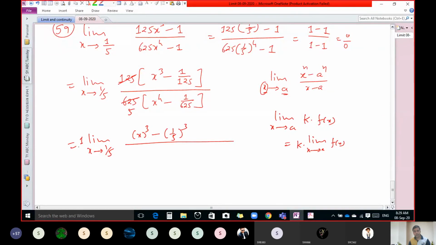So it becomes 1 upon 5. Or you can take this 125 and 625 outside from the limit. If you don't want to cancel this, you can take both the terms outside of the limit. So it is 125 divided by 625. That is nothing but 1 upon 5. And keep this x raised to 4 minus, obviously this is 1 upon 5 raised to 4. And now you can divide numerator and denominator by x minus 1 upon 5.